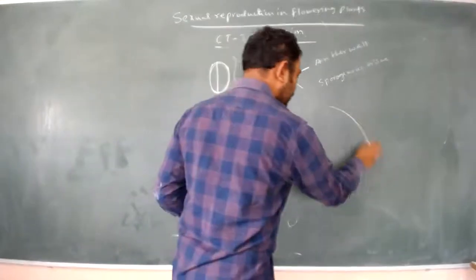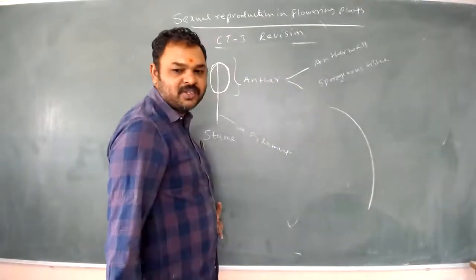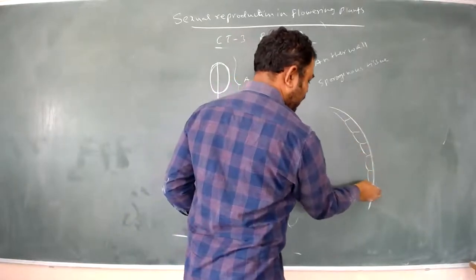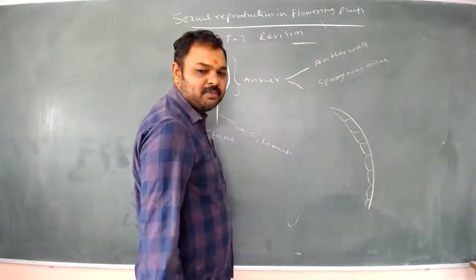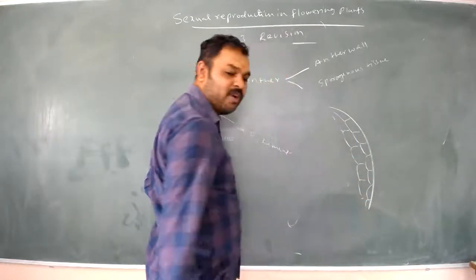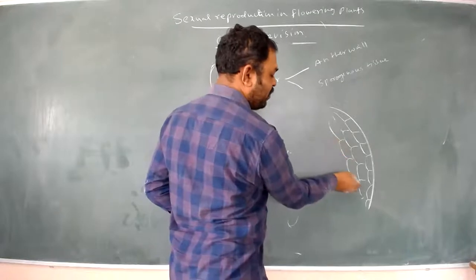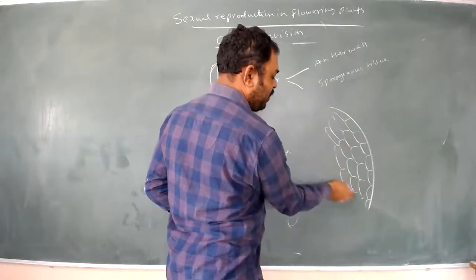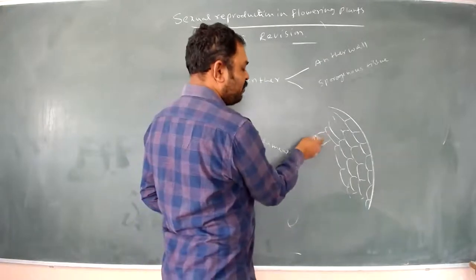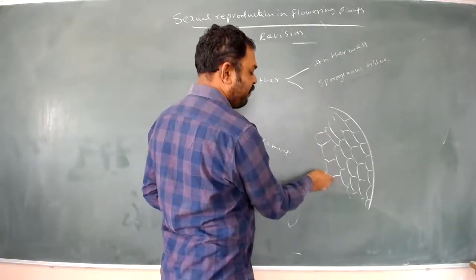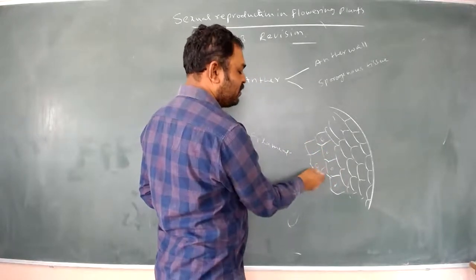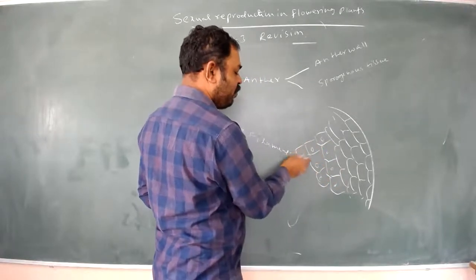The outermost layer in the anther wall, what is this? Epidermis. In the anther wall, the outermost layer is called the epidermis. Beneath the epidermis, what would be there? Endothecium. Beneath the endothecium, what would be present? Middle layers, two to three layers. Beneath the middle layers, what would be present? Tapetum. Beneath the tapetum, what can be present here? Spore mother cells are there. These are the spore mother cells.